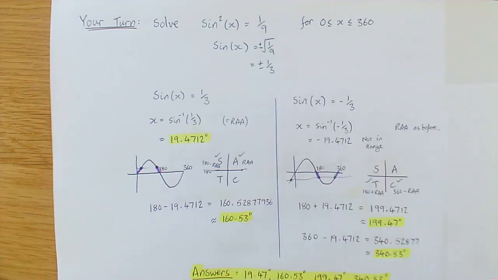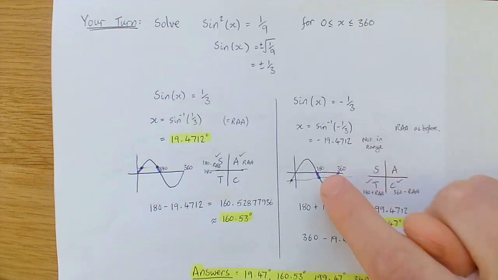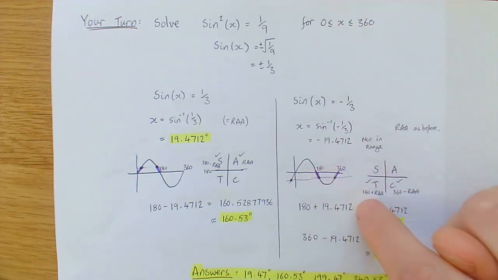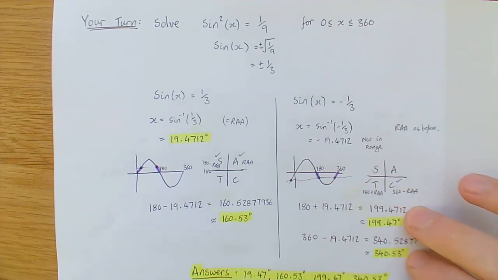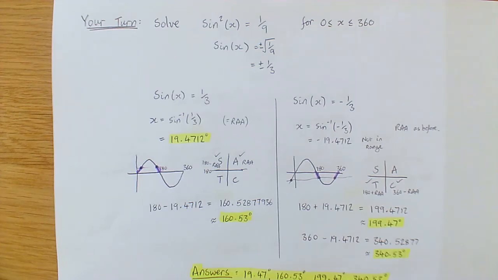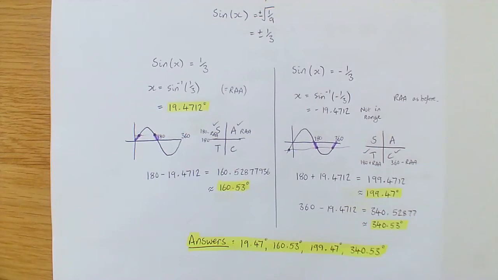Then solving equal to the minus a third, and doing exactly the same system. Your inverse sine will give you something that's not in the range, but you can calculate these two angles, 180 plus 19.4712 and 360 minus, giving you these two angles. Then our list of answers is down at the bottom there, and I'll move that up just a tiny bit so you can see those more clearly. So hopefully that makes a bit of sense, and you've managed to match that up. If there are any little mistakes, hopefully you can see where maybe it's gone wrong.